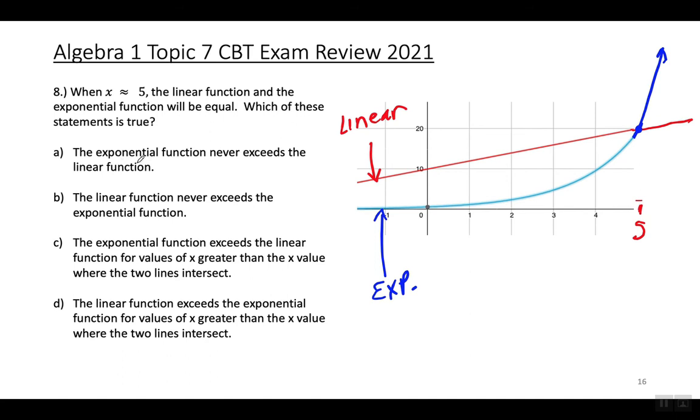So letter A, the exponential function never exceeds the linear function. That's not true, because over here, the exponential one is going to exceed, is going to be higher than the linear function. That's wrong. Letter B, the linear function never exceeds the exponential function. That's not true, because in this part right here, the linear function is higher than the exponential one, so it does exceed it.